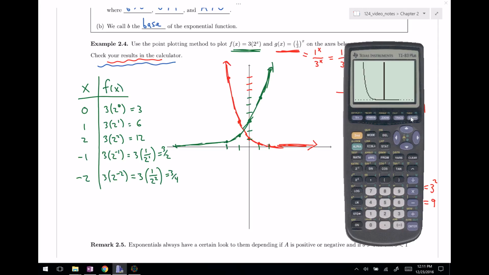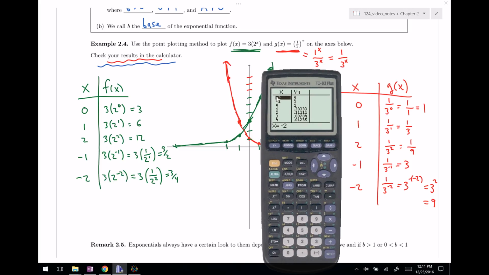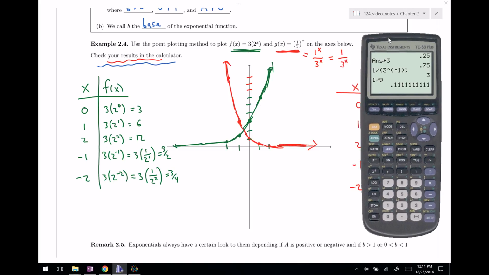Let's look at the table. So second table. And hopefully this matches. When you plug in negative 2, you get out 9. Yes. If you plug in negative 1, you get out 3. Perfect. When you plug in 0, you get 1. Excellent. When you plug in 1, you get 0.33333. Of course, that's the same thing as 1/3. And if you plugged in 2, you get 0.11111. That's the same thing as 1/9, I hope. Let's go ahead and double check. 1 divided by 9, is that the same thing? Yes, 0.11111. Excellent. Okay, so yes, our calculators are very powerful.